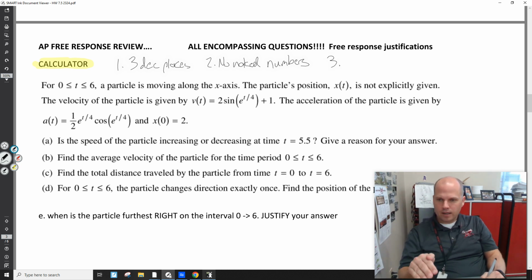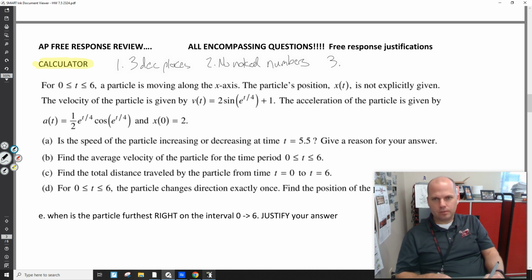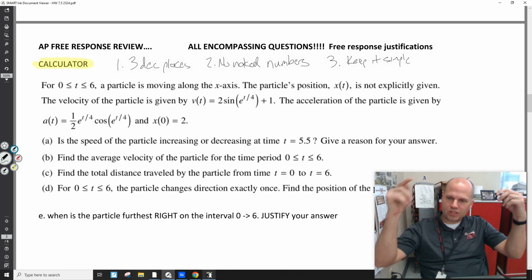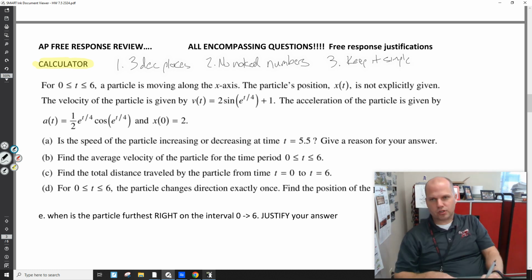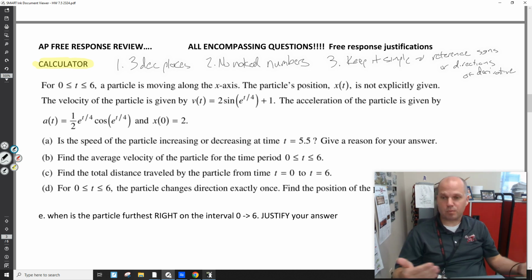Don't justify unless you're asked to. And when you justify, keep it simple. Less is more. Reference your derivative charts. Always reference signs or directions of derivatives. In this case, like velocities, accelerations, or x primes, x double prime.